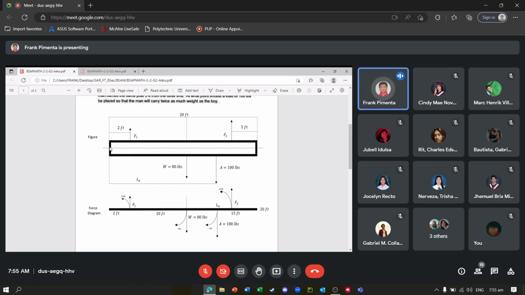In getting the axis of rotation, it must be a point where the force is located. Dapat dito, or dito sa center of gravity, or dito, or dyan. So, for the second condition, your solution is wrong, group 2.